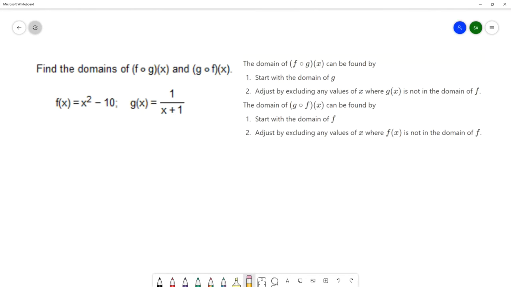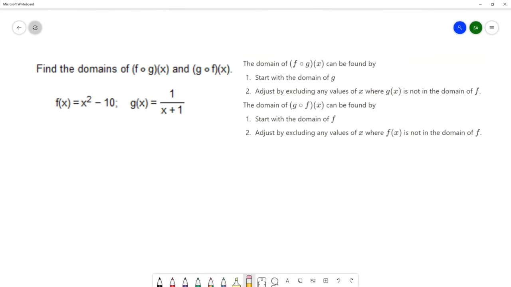I've got some notes that I provide my students to indicate how to find the domain of f composed with g and g composed with f. I'm going to go over these steps, but it's really helpful to know the domain of these individual functions before we try to find the domain of these composed functions. So we're going to start with that and then come back and take a look at these instructions.